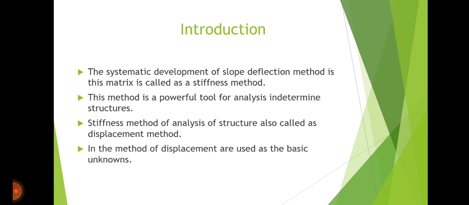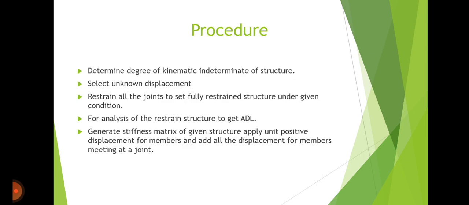Introduction. The systematic development of the slope deflection method in matrix form is called the stiffness matrix method. This method is a powerful tool for analyzing indeterminate structures. The stiffness method of analyzing a structure is also called the displacement method. In this method, displacements are used as the basic unknowns.